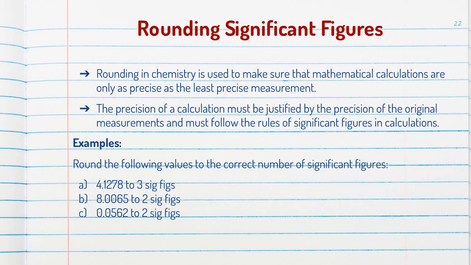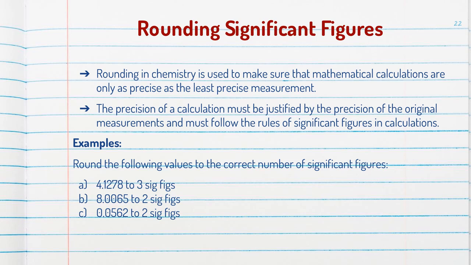So now that we've looked at what the significant figure rules are, now let's talk about rounding. So rounding in all of science is used to make sure mathematical calculations are only as precise as the least precise measurement. The precision of a calculation must be identified by the precision of the original measurement and must follow the significant figure rules and calculations. So let's talk about rounding, because I see a lot of students struggle with rounding.